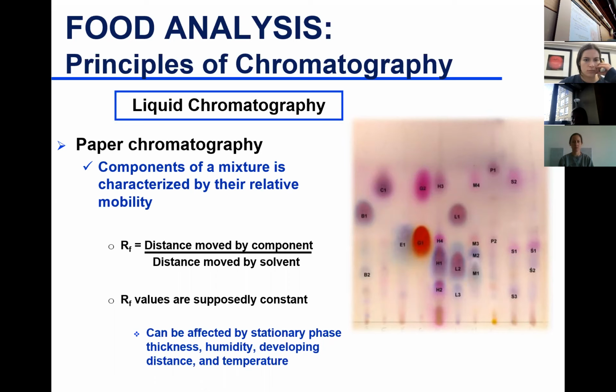So RM stands for rapid mobility. Yes, exactly. So the higher the RF, that means, depending if you have water as your stationary phase, that means the less polar your sample is. If your stationary phase is not polar, the higher the mobility, the more polar is your sample. So depending on what your stationary phase is versus your mobile phase.